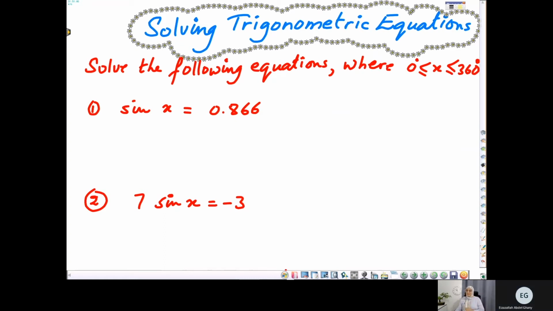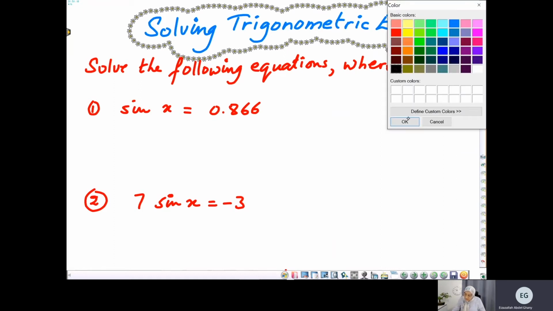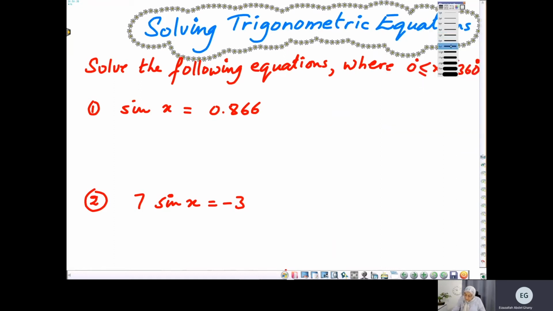Now, this is a riddle. If sine x is 0.866, how to know the values of x? In all questions, you have to do something very important, which is drawing your asterisk. In this question, I'll draw an asterisk and in this question also, just to remind me in which diagram we are, in which quadrant we are.